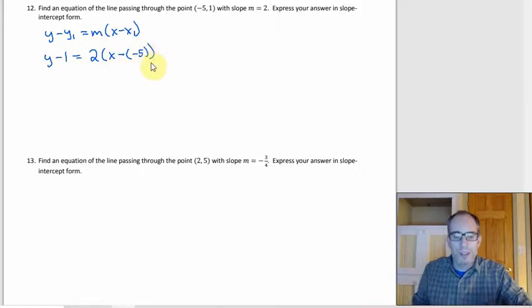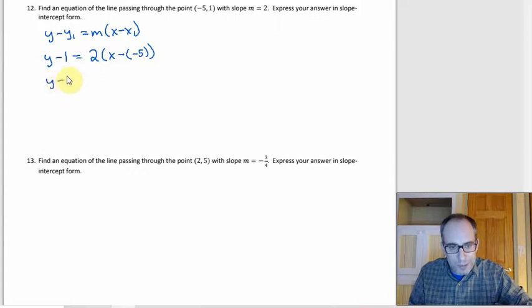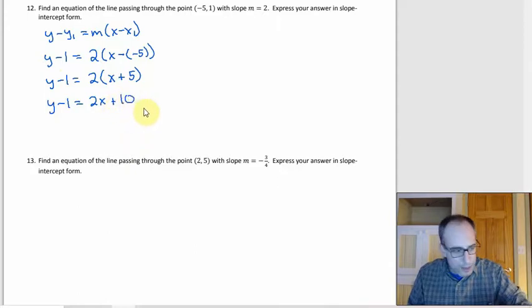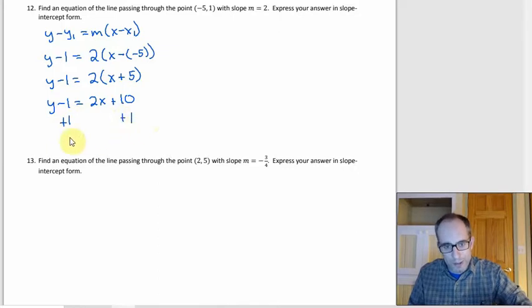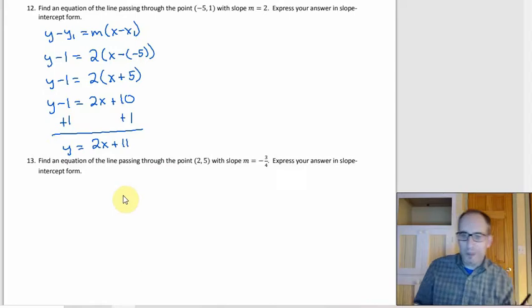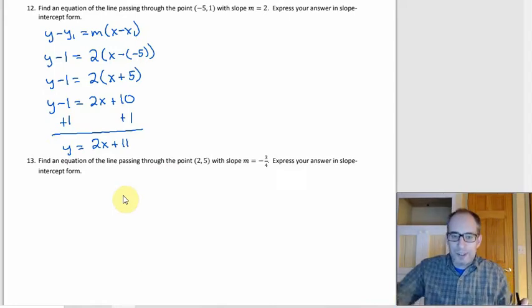But you could rewrite what's in the outer parentheses here as just x plus 5, since we're subtracting a negative. So that's what I'm going to do. I'm going to say y minus 1 equals 2 times the quantity x plus 5. And then if I distribute the 2, I'll have that y minus 1 equals 2x plus 10. And then if you add 1 to both sides to get the y by itself, this will put it into slope-intercept form, where we're going to have that y is equal to 2x plus 11. There. We got it.